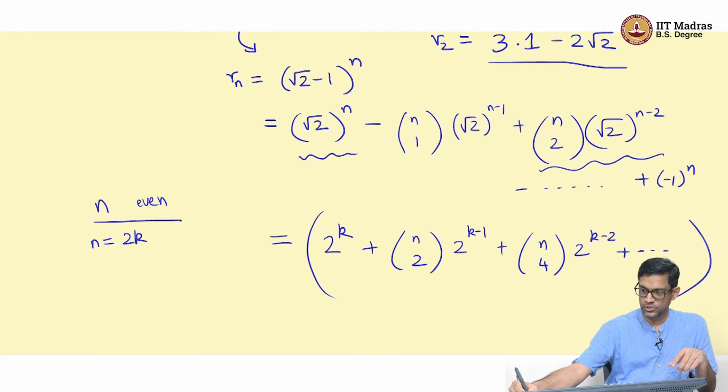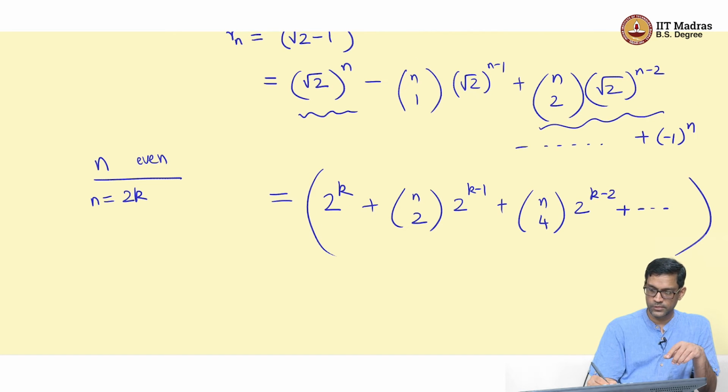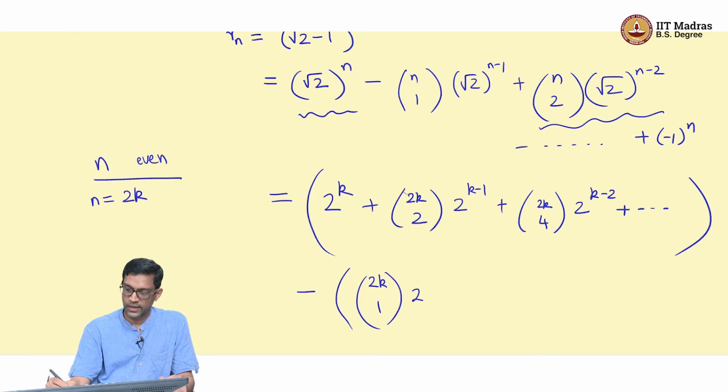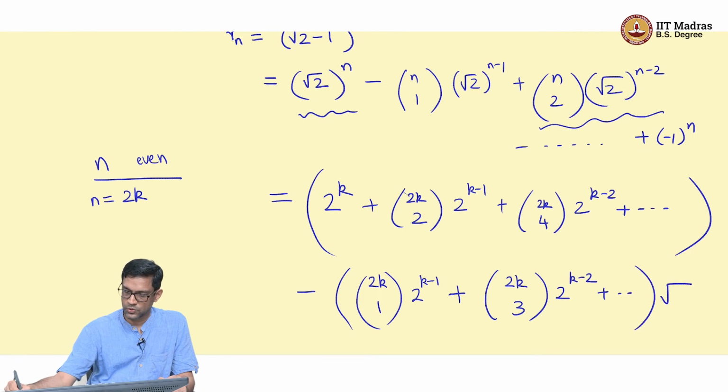Okay, so, those are the terms which do not have root 2's in them, and what are the terms with root 2's? So, n by the way is 2k in this case, so it is 2k choose 2, 2k choose 4 and so on, and then the other terms, 2k choose 1 root 2 power n minus 1, I can write it as 2 to the, so n is 2k, so it is 2k minus 1, so it is k minus 1, and then there is an extra root 2. So, plus 2k choose 3 plus blah blah times a square root 2.